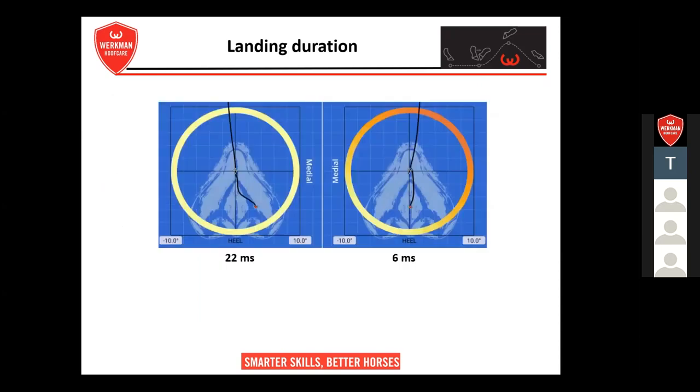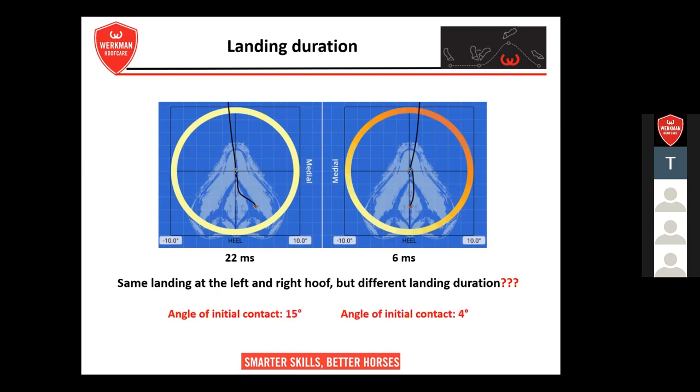But here's another example. Now we have the same landing pattern on the left and the right front. Both feet show a heel landing, but still we have quite a big difference between left and right front in the landing duration. This is interesting to see, because we have the same landing pattern but at different angles. One foot, with a longer landing duration, has an angle of 15 degrees, and the other hoof has a heel landing of maybe just 4 degrees. And this makes the difference in the timing as well.